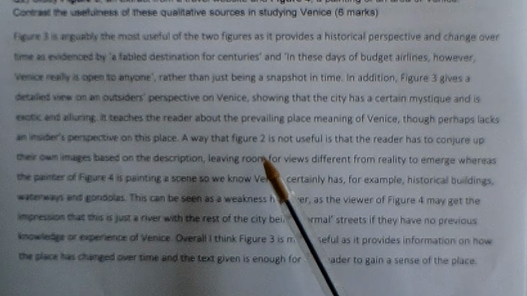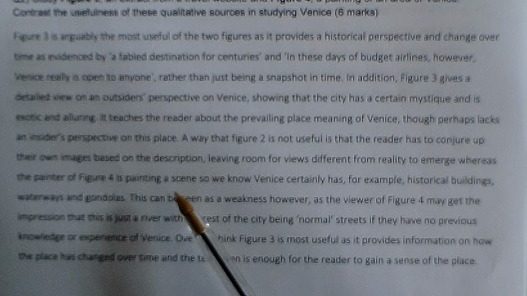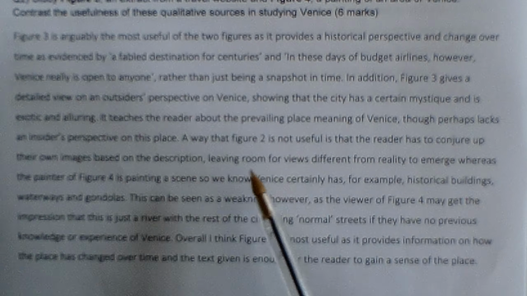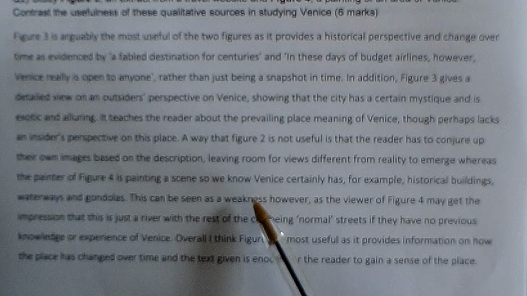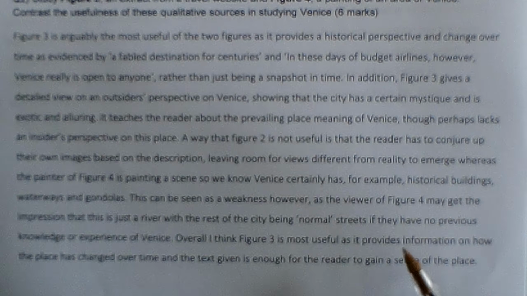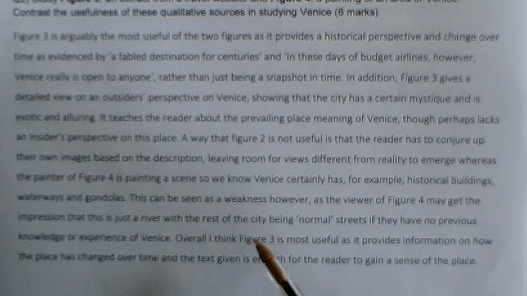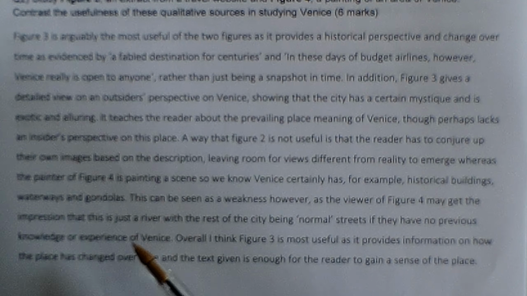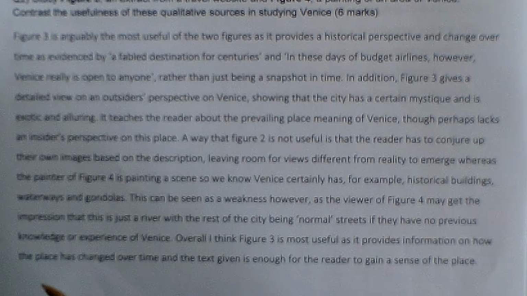A way that figure 3 is not useful is that the reader has to conjure up their own images based on the description, leaving room for views that differ from reality to emerge, whereas the painter of figure 4 is painting a scene, so we know Venice certainly has, for example, historic buildings, waterways and gondolas. This can be seen as a weakness, however, as the viewer of figure 4 may get the impression that this is just a river, with the rest of the city being normal streets, if they have no previous knowledge or experience of Venice.